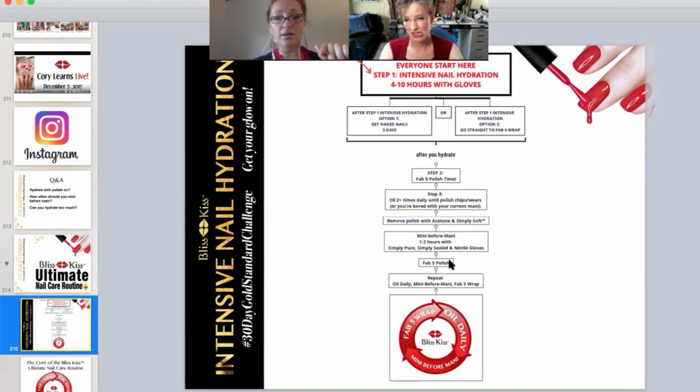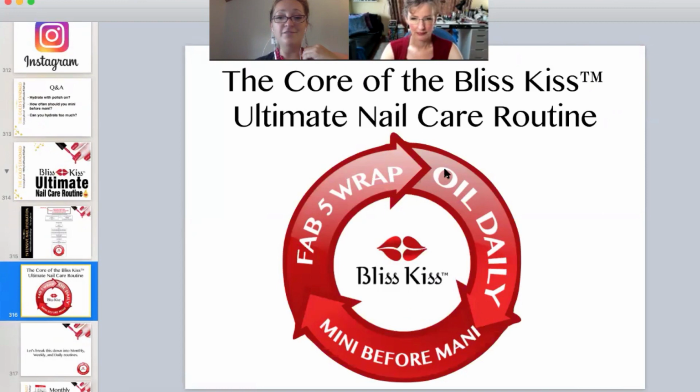Or even 20 minutes. Like I've done that too. And it's just very helpful. Then you wrap them back up in Fab Five and then do it all over again. So this is really the core of it. Oil daily, mini before mani, Fab Five. This should be your regular routine.